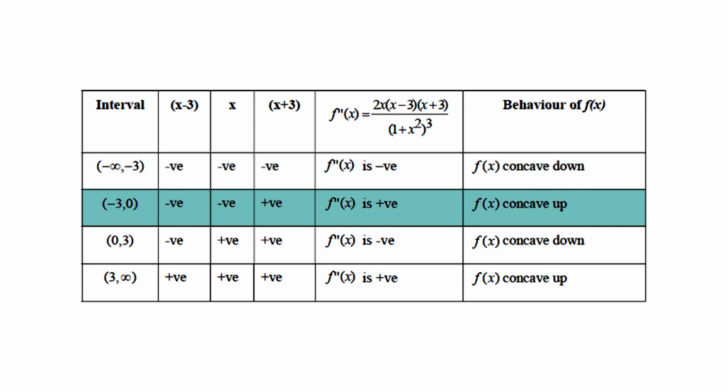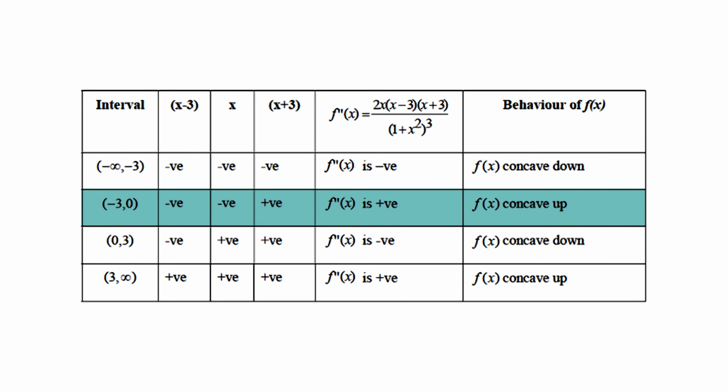In the interval (−3, 0), x − 3 is negative, x is negative and x + 3 is positive. Hence, f''(x) = 2x(x − 3)(x + 3)/(1 + x²)³ is positive.